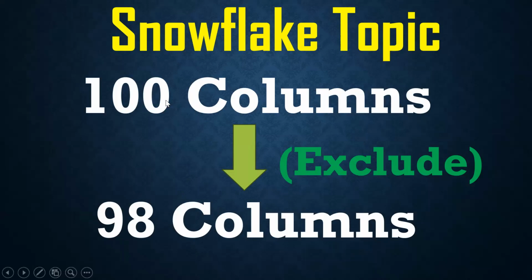One more time, in a table I have 100 columns. I want to select only specific columns. Out of these, two columns I don't want. Instead of listing column 1, column 2, you can simply use the EXCLUDE keyword.